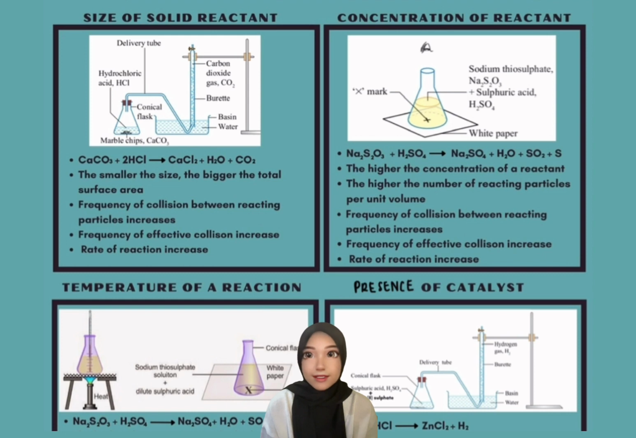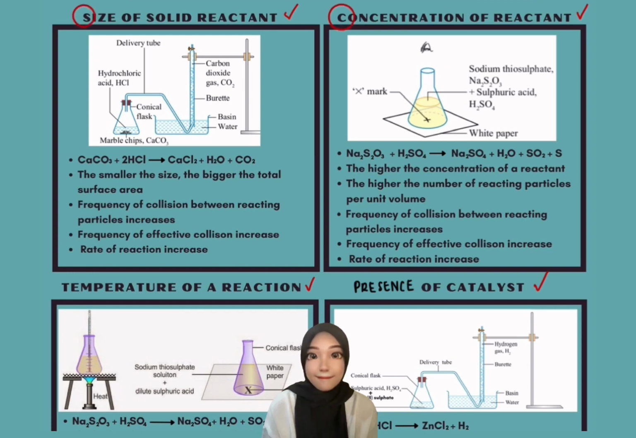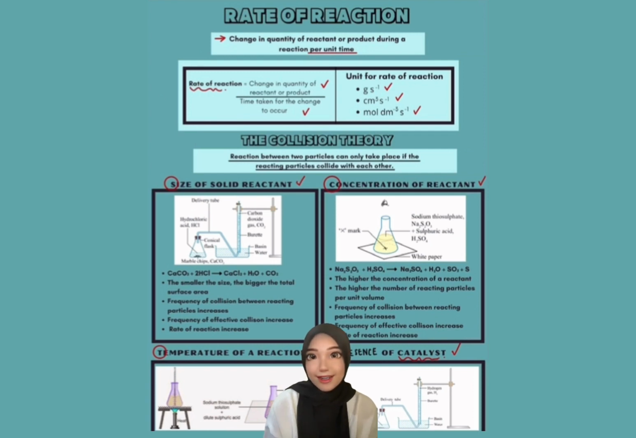Remember to memorize all the factors, which are size of solid reactant, concentration of reactant, temperature, and the use of catalyst. You can use the acronym CSTP. I repeat again, you can use the acronym CSTP to help you remember the factors. And also don't forget to relate the factors with the collision theory.